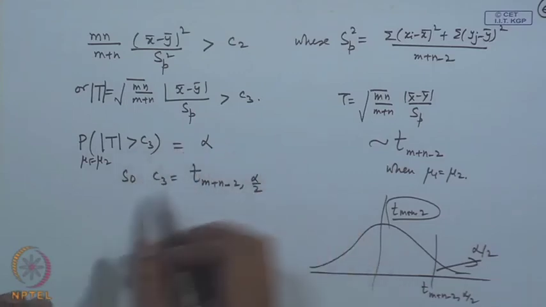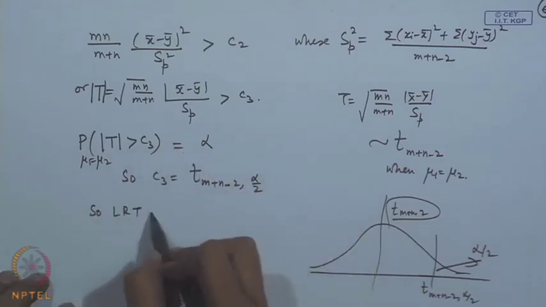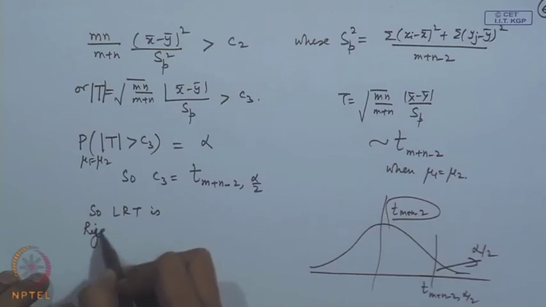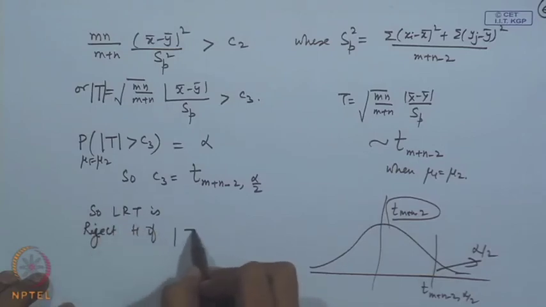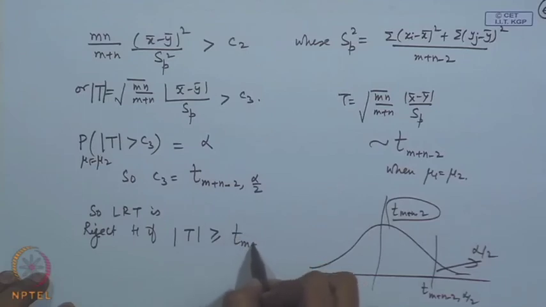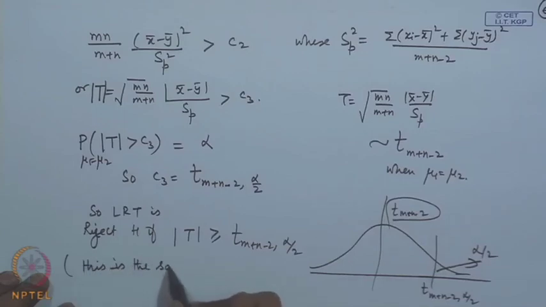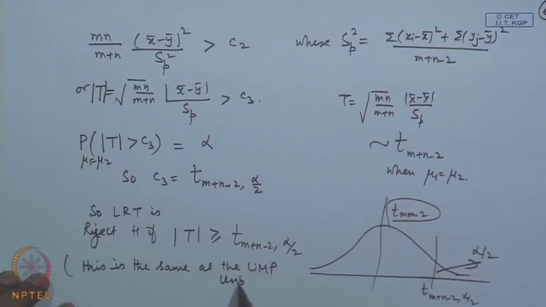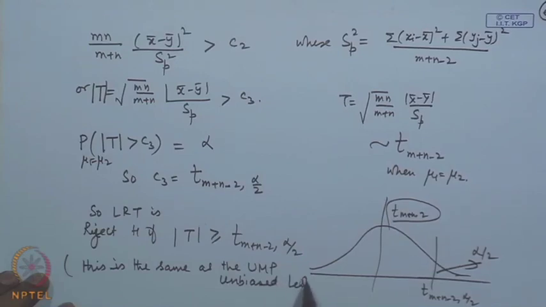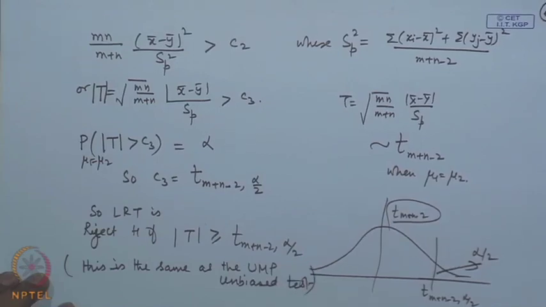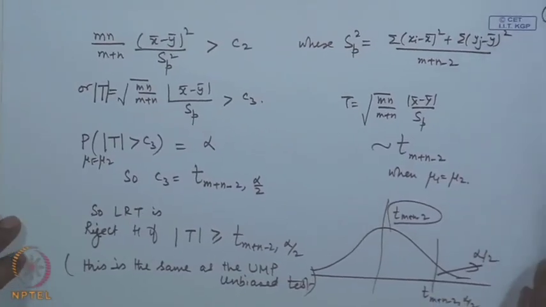So, you can see here the likelihood ratio test is: reject H if modulus of t is greater than or equal to t m plus n minus 2 alpha by 2, and this is the same as the UMP unbiased test for this problem. So, once again this likelihood ratio procedure leads to excellent tests, or you can say optimal tests, as we have derived using the Neyman Pearson theory.